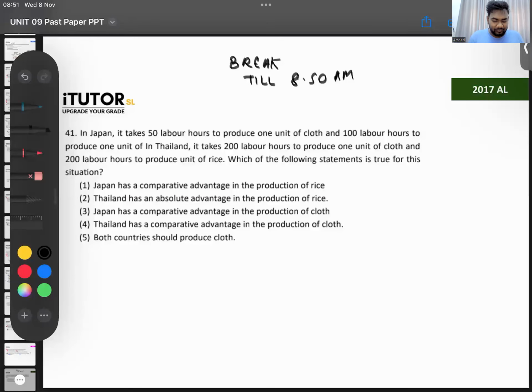Right. We'll get started with the 2017 A-level paper. So we have questions 17, 18, 19, 20, 21, and 22. Now, you will all realize that the pattern is the same. It's the same thing that they ask in a different way.